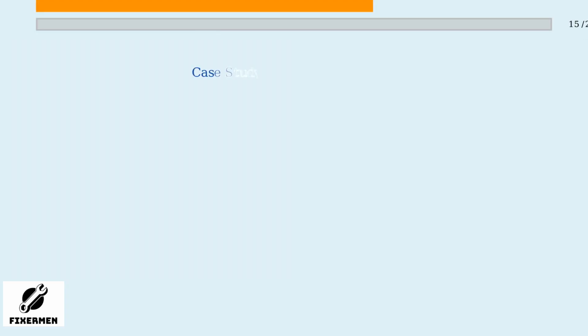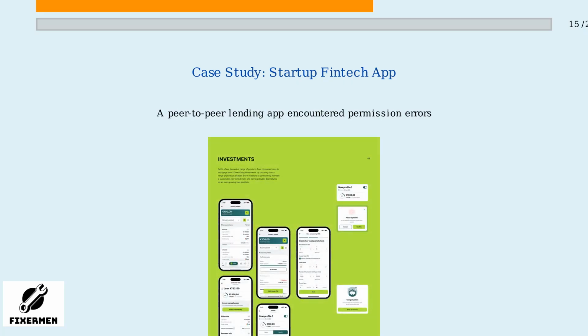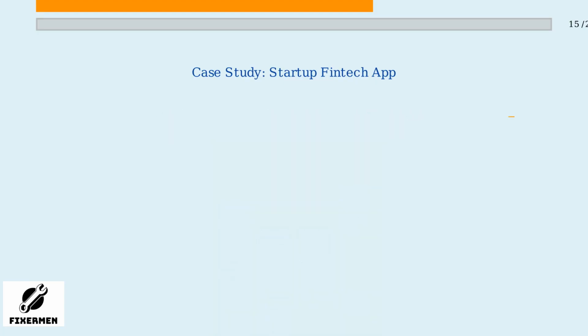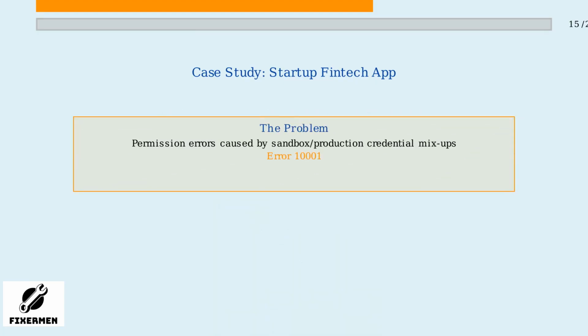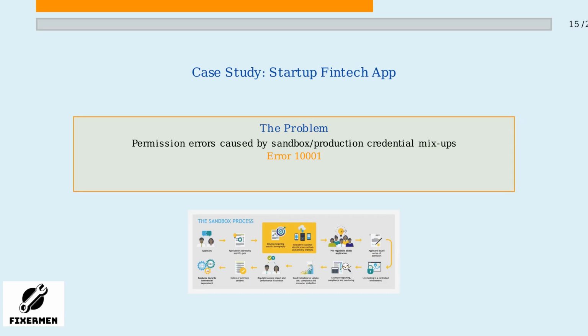This case study examines a 2024 incident where a peer-to-peer lending app faced PayPal error 1001 due to credential mix-ups between Sandbox and production environments. The app, designed for peer-to-peer lending, allowed users to customize investment strategies and monitor portfolios through multiple screens, showing loan parameters and investment history. The core issue was PayPal error 1001, triggered by mixing credentials between sandbox testing and production environments, leading to authentication failures.